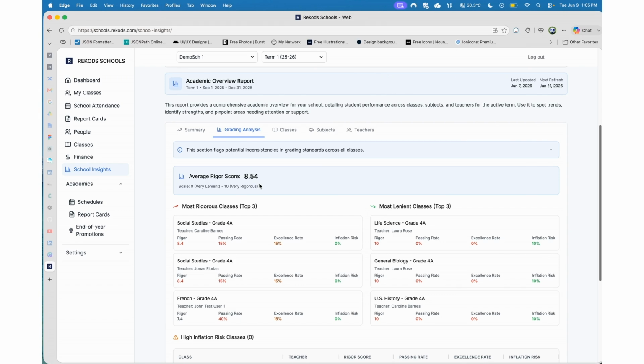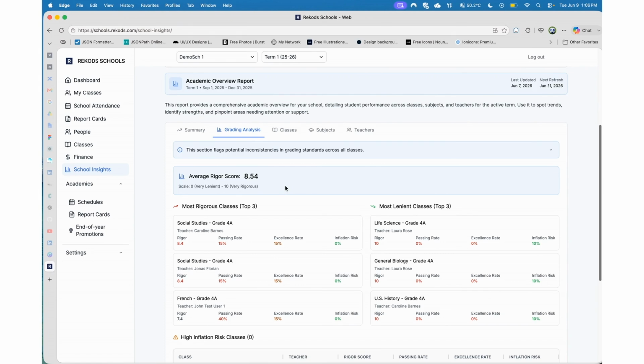Neither extreme on its own means anyone is doing something wrong. Context always matters. The target zone is roughly 5 to 7. That's the balanced range, challenging but fair. A score below 3 is worth a conversation about whether standards are where they should be. A score above 8 suggests students may be working very hard for very little reward, which has its own implications for motivation and how students feel about that subject.